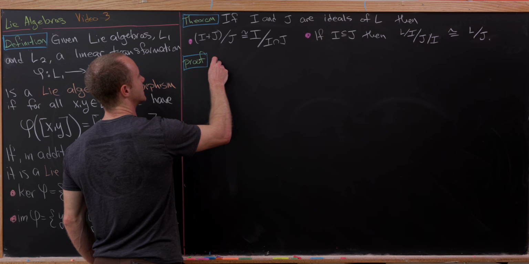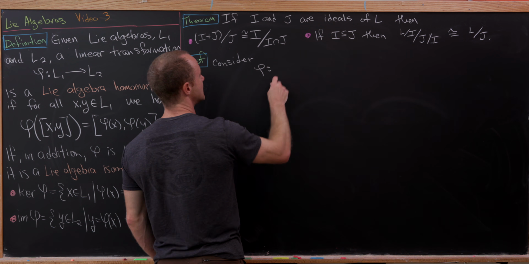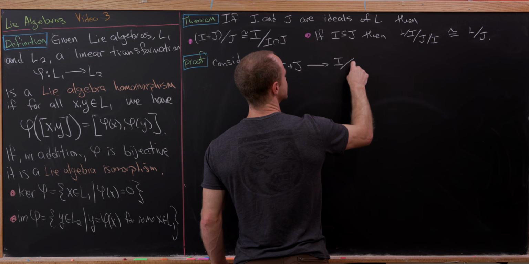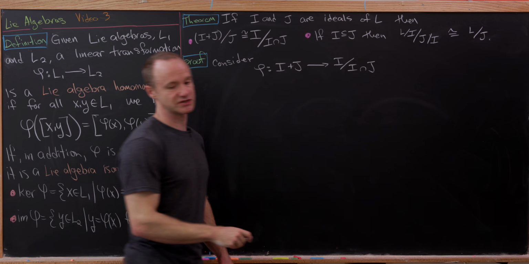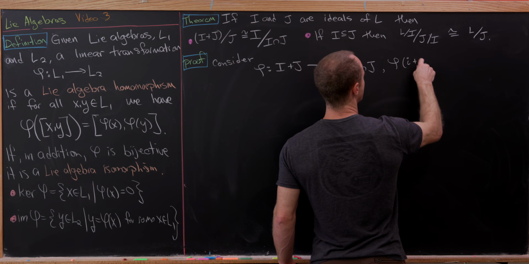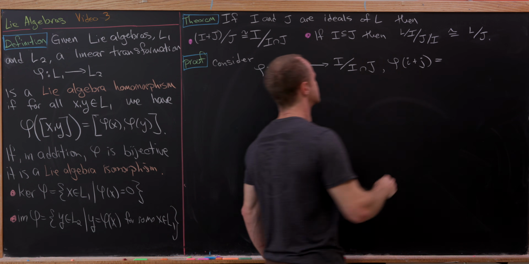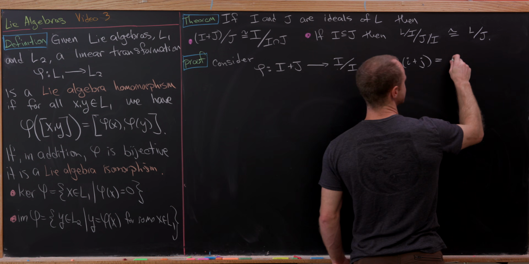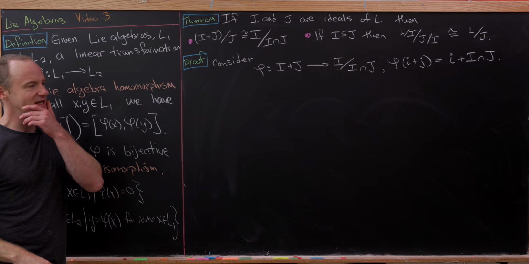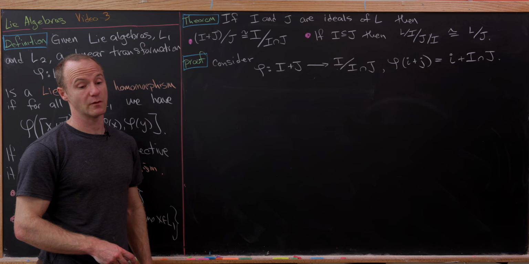For this first one, let's consider the following map. I'll call that map phi, and it will start at I plus J, and it will end at I mod I intersect J. What will it do? Its input needs to be something of the form little i plus little j, and its output needs to be a coset, a coset with a representative from I. So let's say that this is i plus I intersect J. I think it's pretty clear that this is surjective. You can also check that this is a Lie algebra homomorphism, but I won't do that.